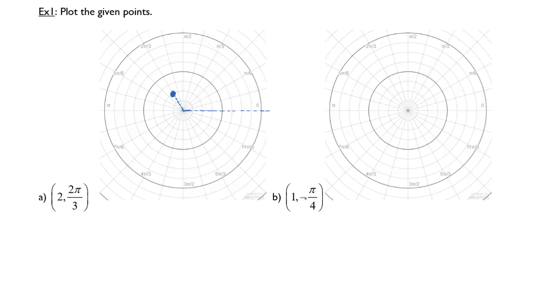Now let's look at example B. We're given (1, negative pi over 4). So we start as if we're standing at the origin, looking out along the polar axis, and then we rotate negative pi over 4. Pi over 4 is this angle here in the negative direction. And it says to only walk out 1 unit. So I'm going to have a point right there.